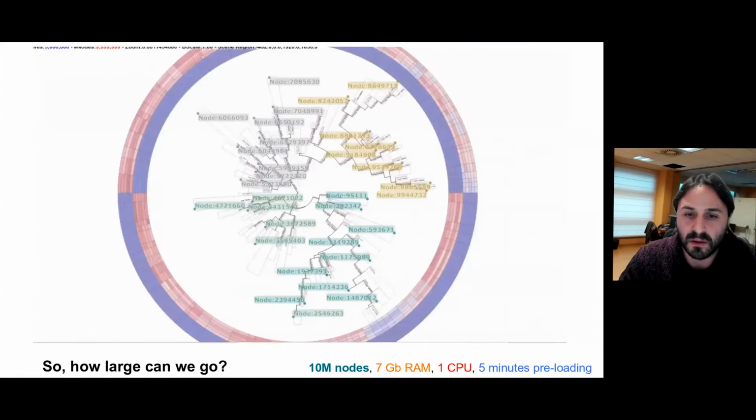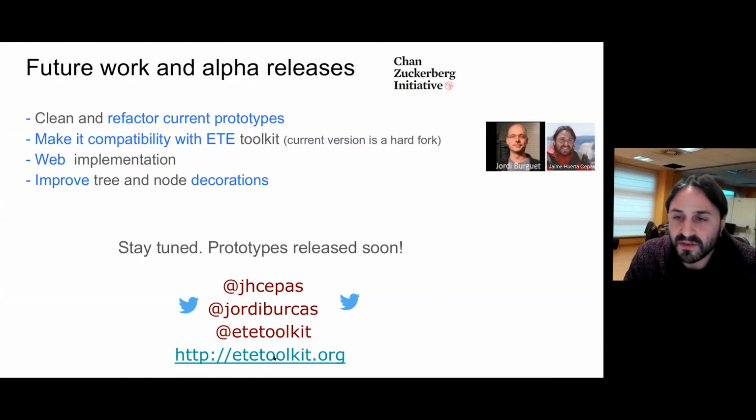So this is where we were when we applied to this grant with this initiative, and we got funds to convert this into something real and implemented it into the ETE Toolkit code. So this is my last slide. This is just summarizing what is the purpose and what we are trying to do at the moment with all this code. Basically, we are refactoring all those prototypes into something that is compatible with the base code of the ETE Toolkit. And we are also working on a web implementation.